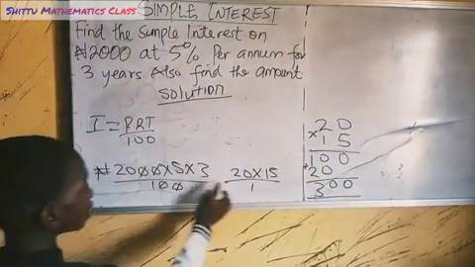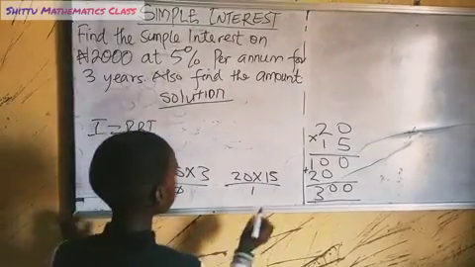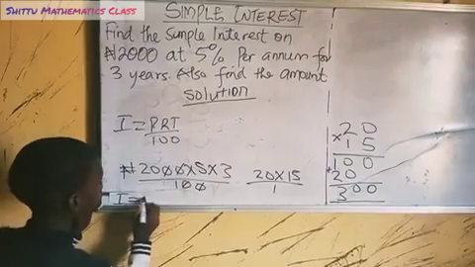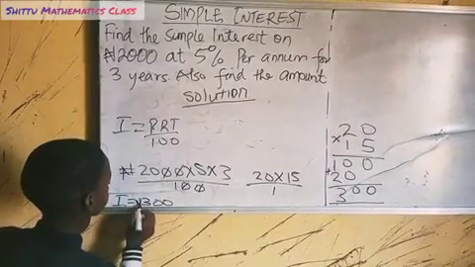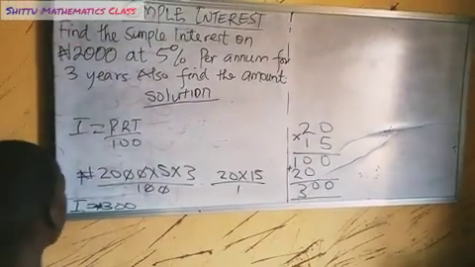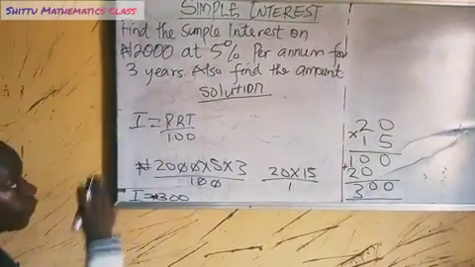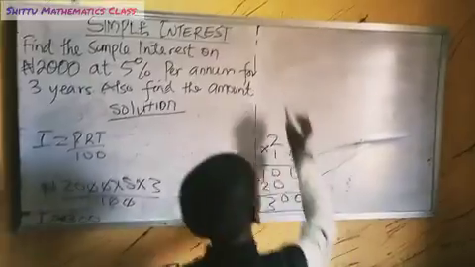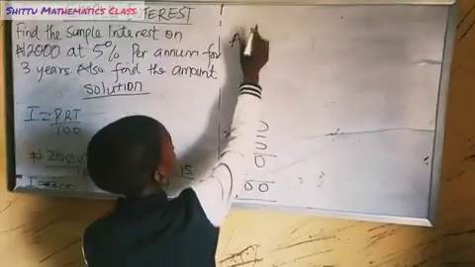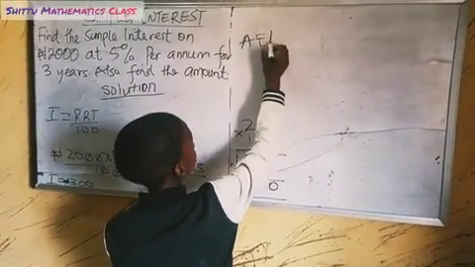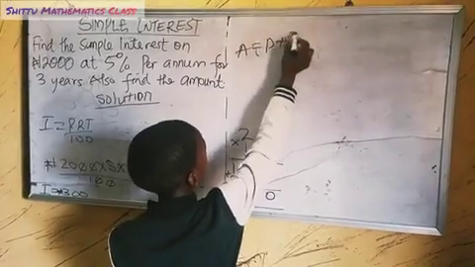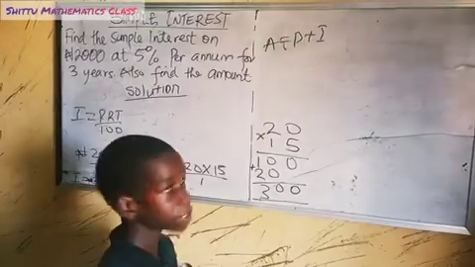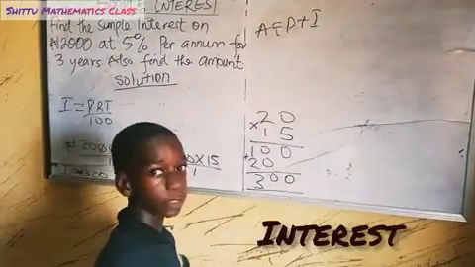So this 20 multiplied by 15, which is the simple interest we have been looking for, is equal to 300 naira. And the question also said find the amount. So the formula for finding the amount is A equal to P plus I. So this A stands for amount, this P stands for principal, and this I stands for interest.